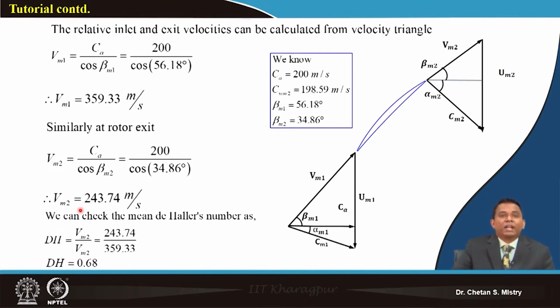Now we are interested in checking some of the parameters. In order to do those calculations, we will calculate our relative velocity at the entry and our relative velocity at the outlet. If we use our triangle law, it says my relative velocity at the entry is coming 359.33 meter per second, and the relative velocity at the exit is 243.74, and that gives a de Haller factor of 0.68.